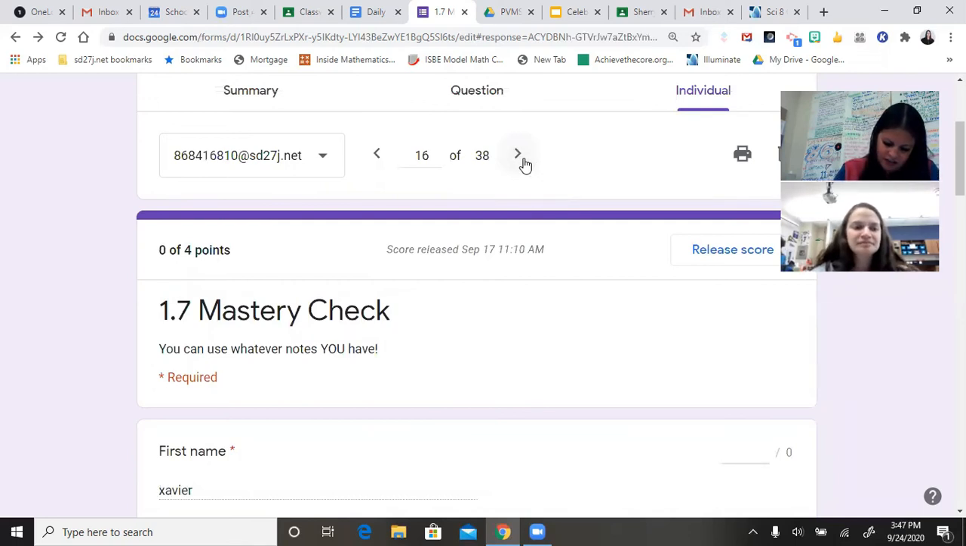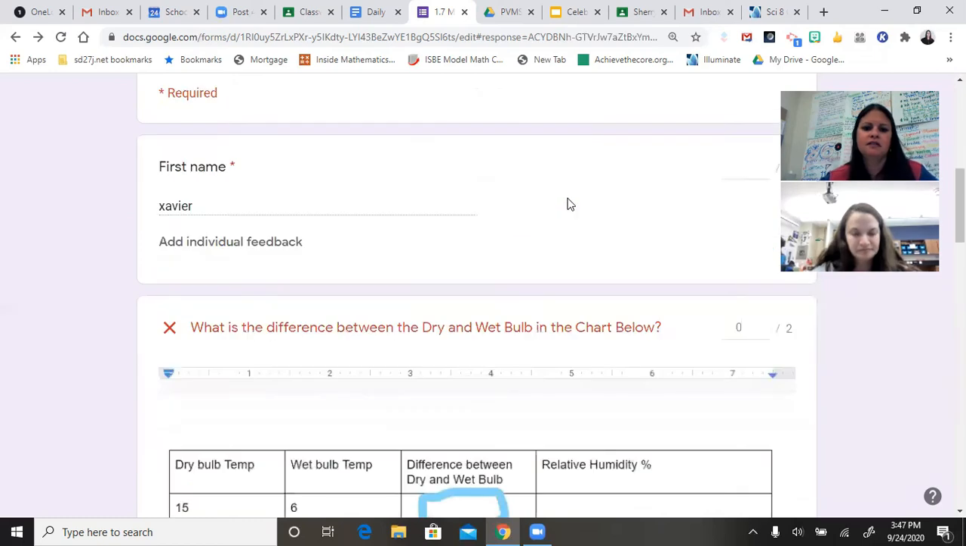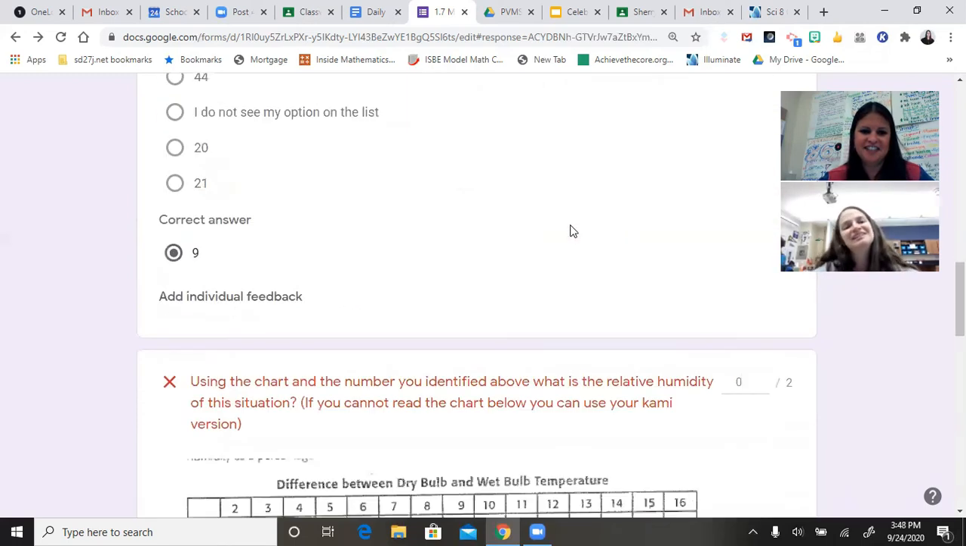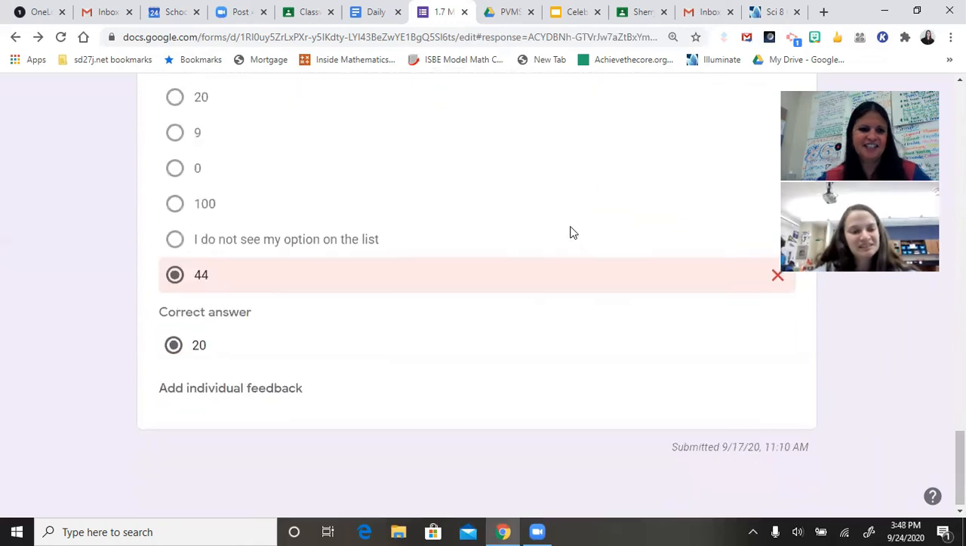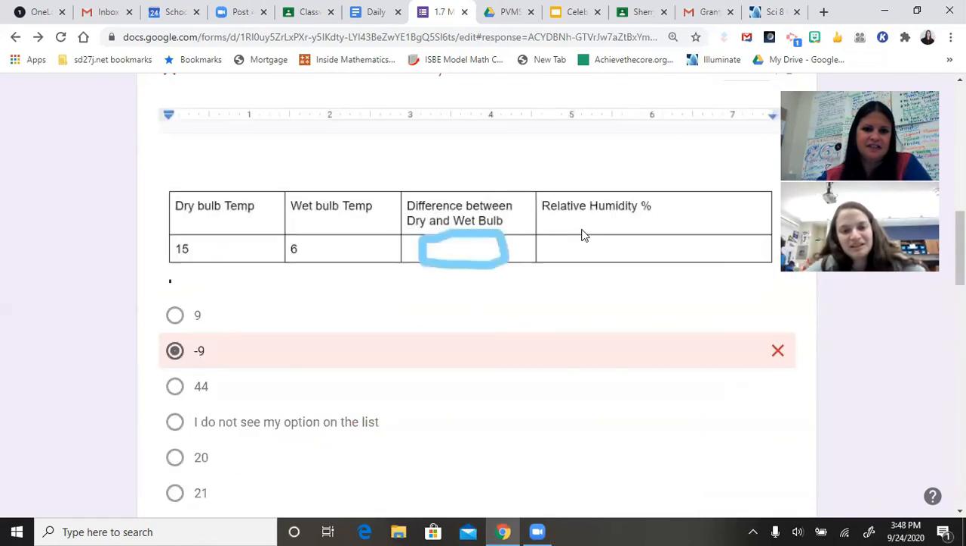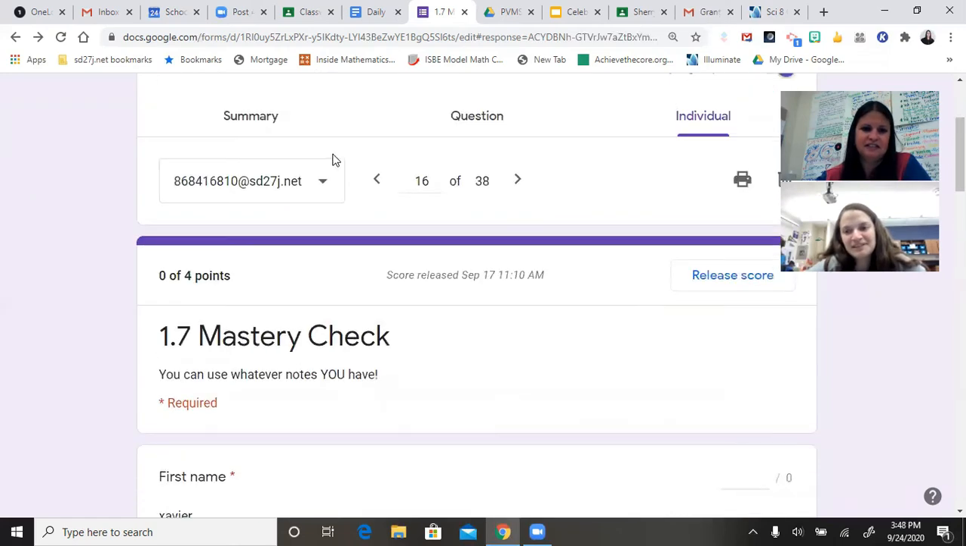Xavier. So he took 6 minus 15, switched the order, and then used the original numbers. Needing a full reteach, it seems.